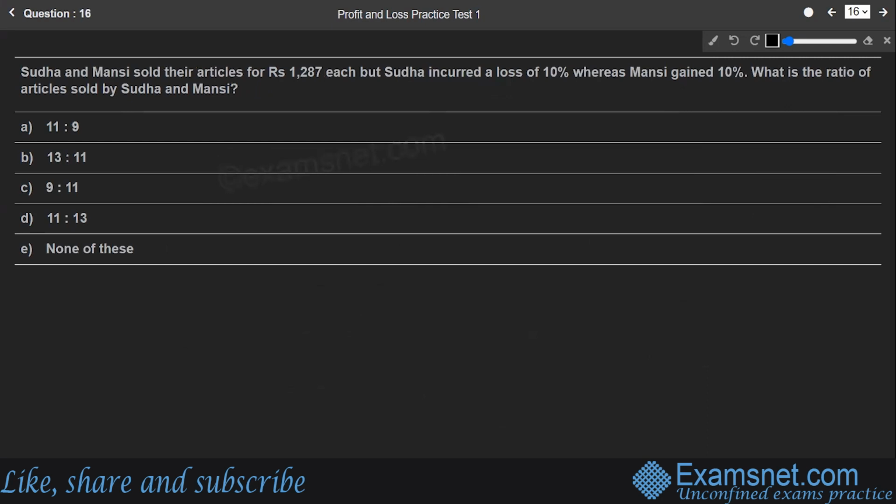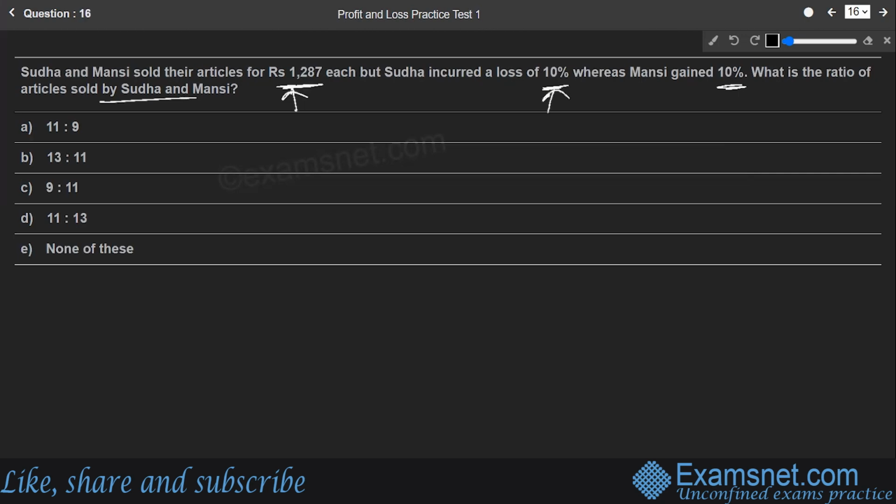Okay. Sudha and Mansi sold their articles for rupees 1287 each, but Sudha incurred a loss of 10%, whereas Mansi gained 10%. What is the ratio of articles sold by Sudha and Mansi? Sudha and Mansi sold their article for rupees 1287 each. The selling price in both deals has been 1287, but Sudha has incurred a loss of 10%.